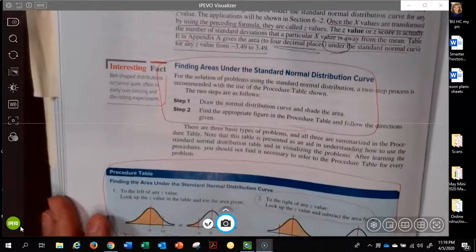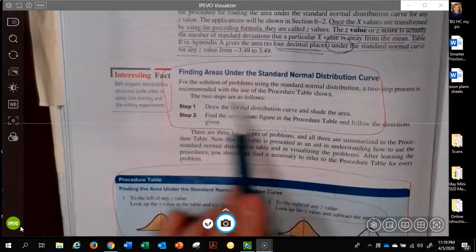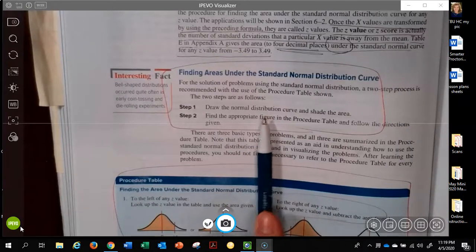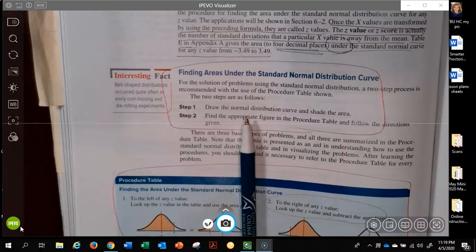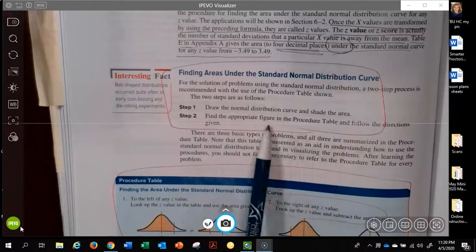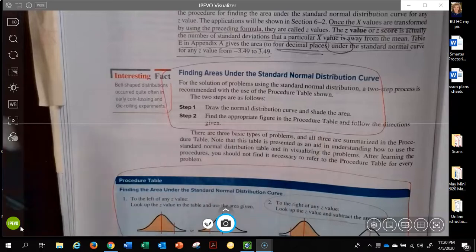To find this, it tells us, step 1, draw a normal distribution. On your tests, I will be looking for first a drawing and a shade. I'm not looking for beautiful drawings, but I believe the drawing is what starts you on the right path to solving for all the rest of the stuff that we're going to be doing. Then step 2, we're going to find an approximate figure in a procedure table.